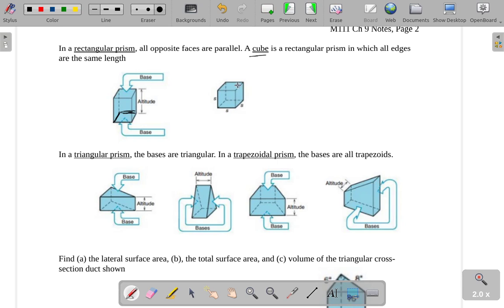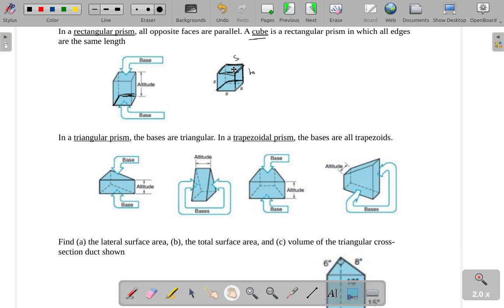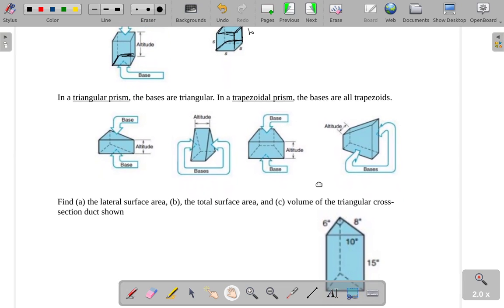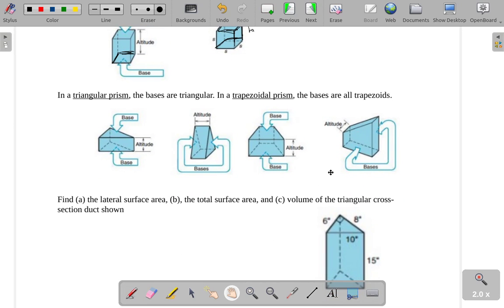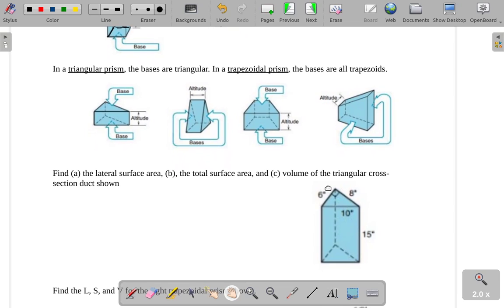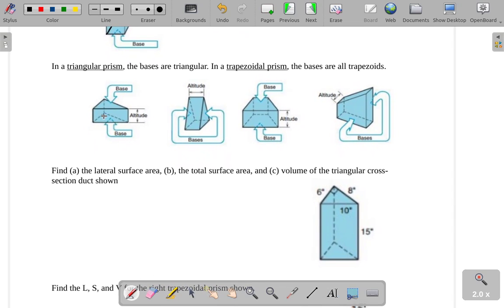A cube is what we get when, if this is our base and this is our base, if those are our two bases, then you can see the height of this particular prism is equal to the side length of the individual bases. And the bases, of course, would have to be squares. Another way of saying that is when we have squares for all 6 faces on this thing. Imagine a die, a 6-sided die. That is a cube.